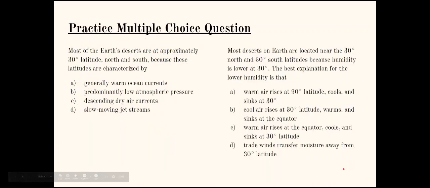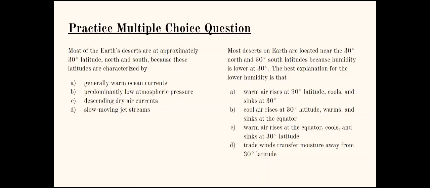Now, to make sure we know about the biome component of this. The first question: most of the Earth's deserts are at approximately 30 degrees latitude, north and south, because these latitudes are characterized by what? Generally warm ocean currents, predominantly low atmospheric pressure, descending dry air currents, or slow-moving jet streams.